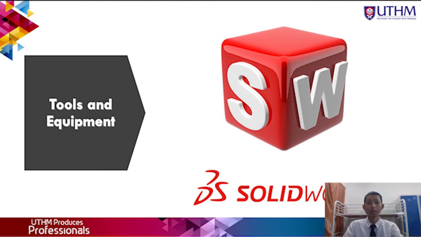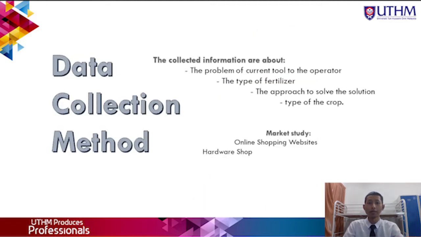Data collection is defined as the procedure of collecting, measuring, and analyzing information using standard validated techniques. The information is collected from previous research papers related to the scope of the project. The collected information is about the problem of current tools for the operator, the type of fertilizer, the approach to solve the problem, and lastly, the type of crop.